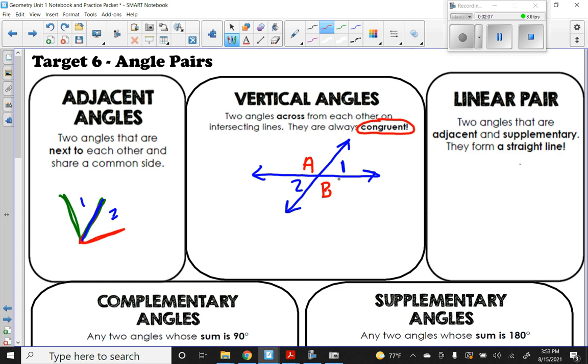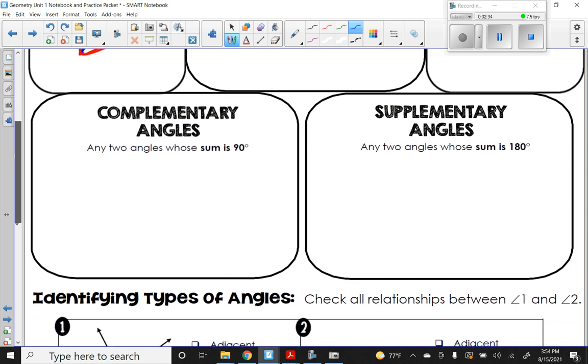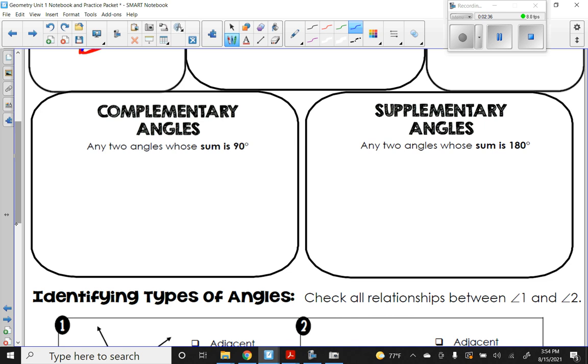A linear pair are two angles that are adjacent, or neighbors, and are supplementary. They always form a straight line. Before I talk about linear pair, it brought up supplementary, so let's just go ahead and talk about supplementary.